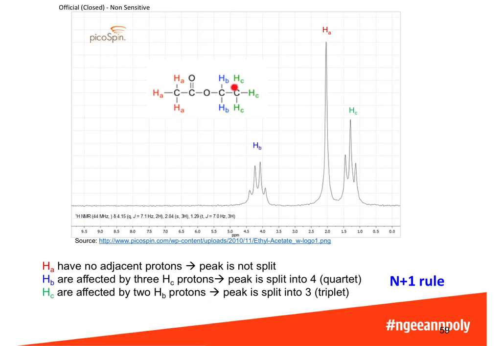Finally, let's look at the HC protons. HC protons are next to a carbon with 2 protons. So since they have 2 neighboring protons, they would be split using the n plus 1 rule. 2 plus 1 equals 3, so they are split into a triplet. And we see that HC gives rise to a triplet peak.